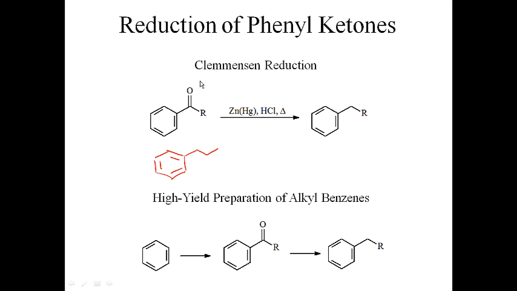The first step is to take the benzene ring and convert it to a phenyl ketone. We know how to do that. Take your alkyl halide, or take your acid chloride, aluminum trichloride, and make the phenyl ketone. Then what would be really nice is if we could reduce this carbonyl group down to a CH2 group in one step. And you may say, didn't we learn how to do that before?